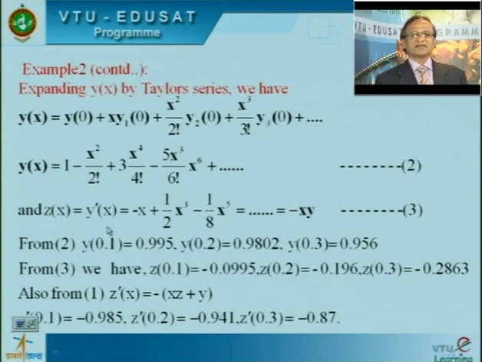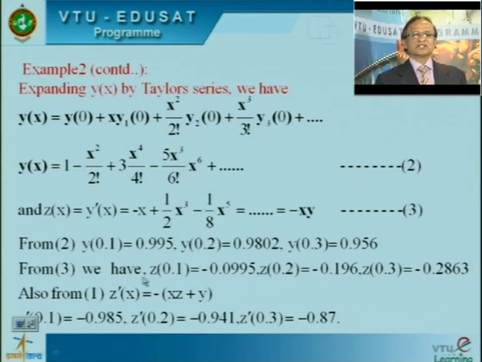So, you can obtain y single prime of x is equal to minus x plus 1 by 2 times of x cube minus 1 by 8 times of x to the power 5 and so on, that is equal to minus times of x into y. So, it means we can obtain equation 3, right.